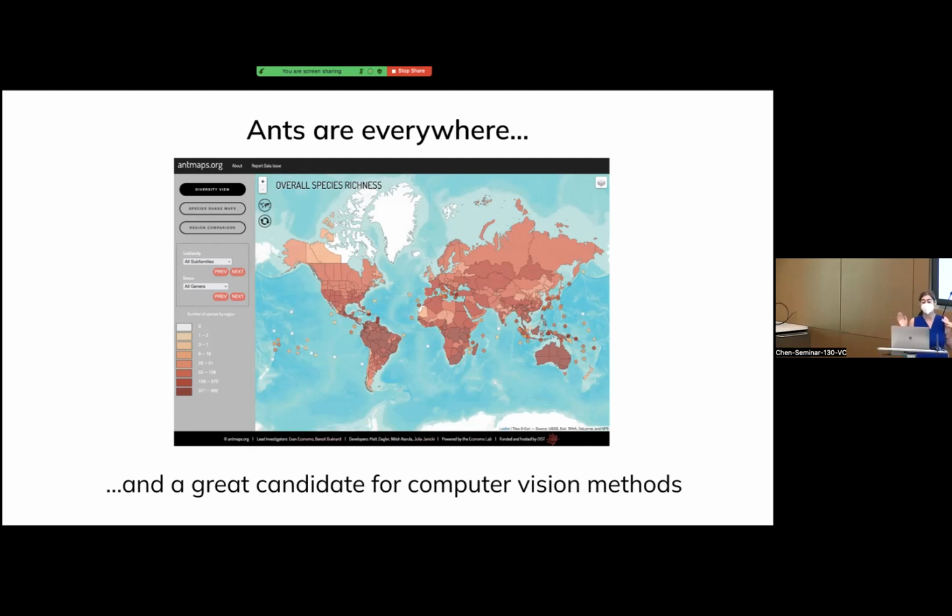But important for us, I think they're a great candidate for computer vision methods. They basically all have the same basic body plan, which means we theoretically could create a generalized model just to detect ants. I think that's really cool. And also a lot of traditional methods, they're quite numerous, so they're quite tedious to track and follow them. So we really need automated methods to study ants.